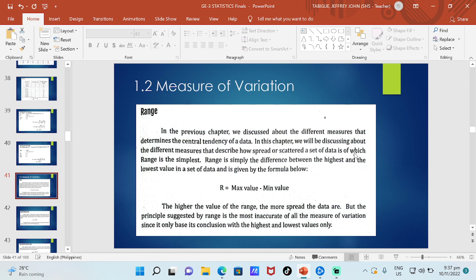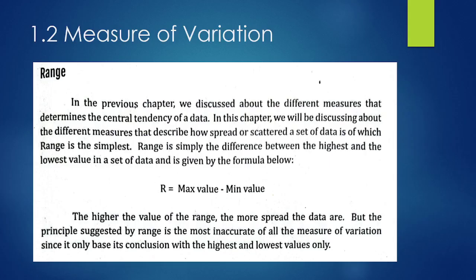So let us continue our topics for the final exam. Okay, so 1.2 measure of variation. So let's start with the range first. In the previous chapter, we discussed the different measures that determine the central tendency of data. In this chapter, we will be discussing the different measures that describe how spread or scattered a set of data is, of which range is the simplest.